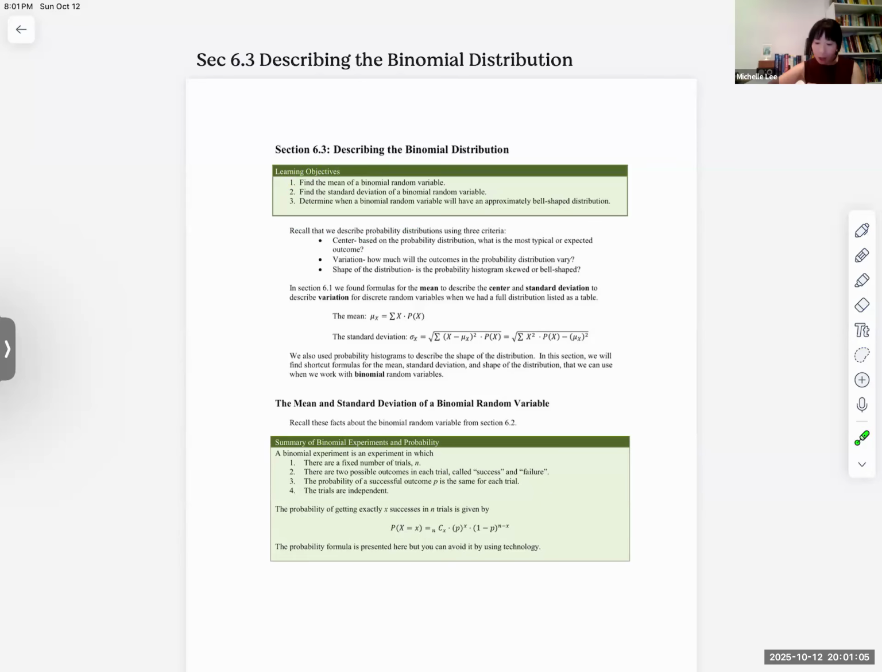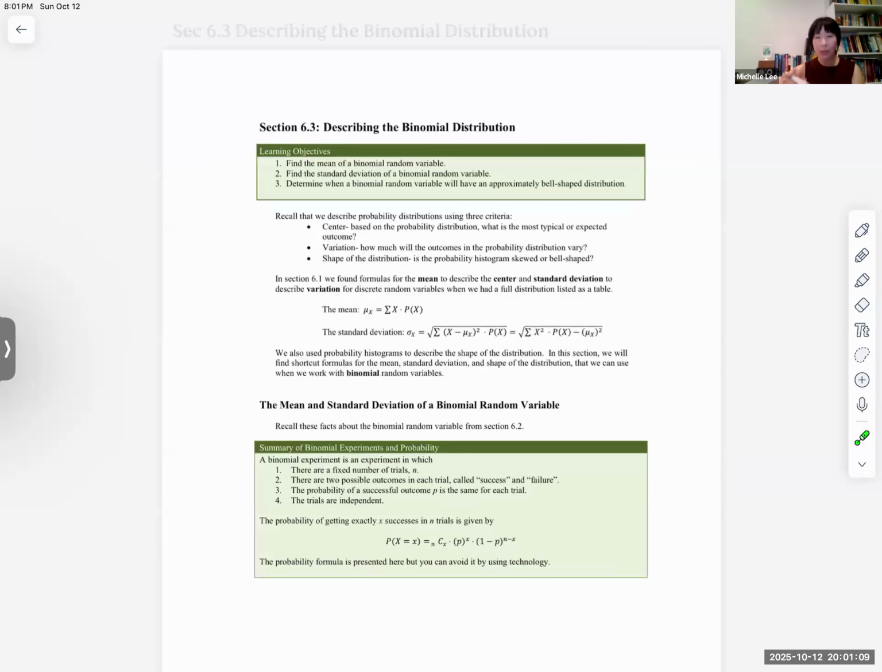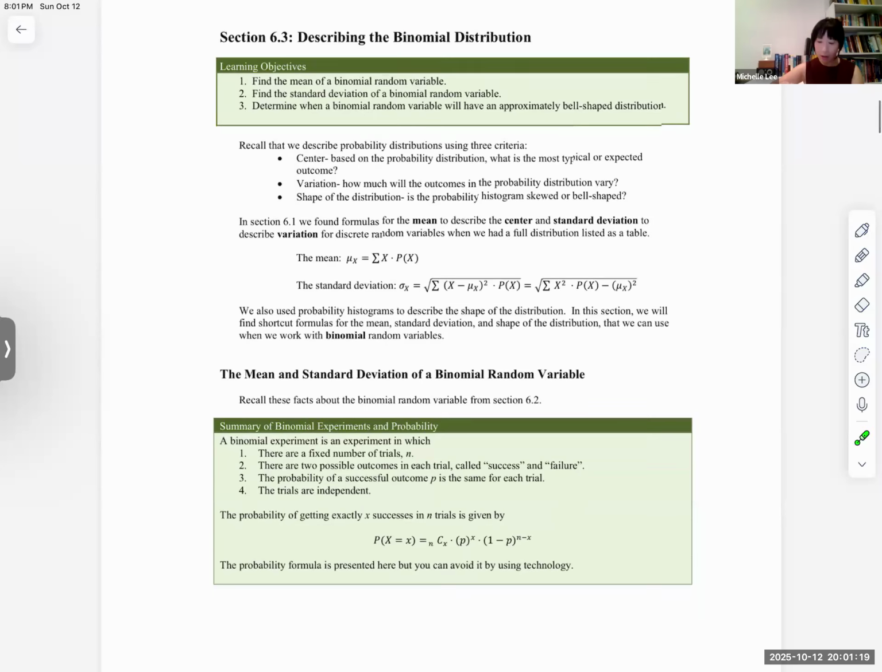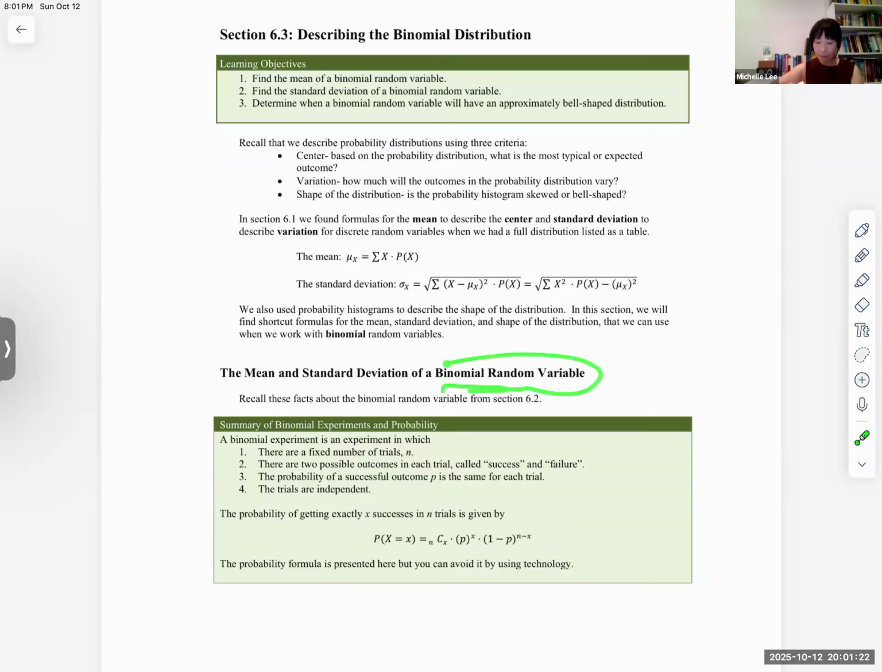So we learned last time in 6.1 about the discrete mean and standard deviation, right? The formula is here. And in the last section we learned about binomial random variables, right?